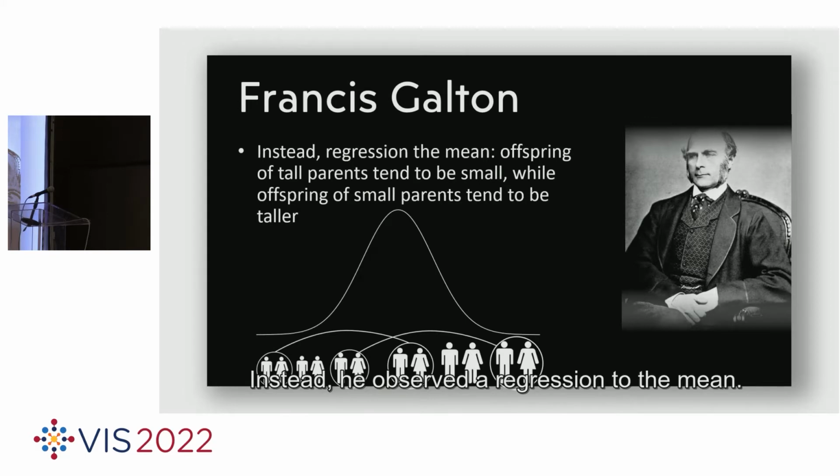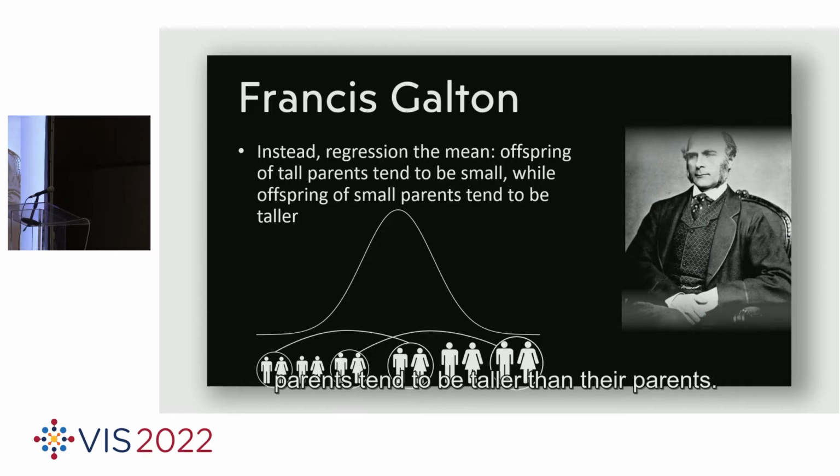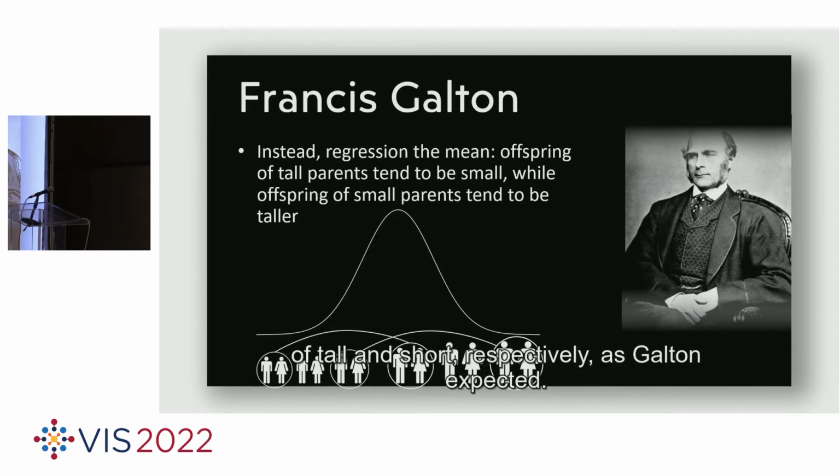Instead, he observed a regression to the mean. That is, the offspring of tall parents tend to be smaller, while the offspring of small parents tend to be taller than their parents. As a result, the entire distribution remained stable and does not evolve into subspecies of tall and short, respectively, as Galton expected.